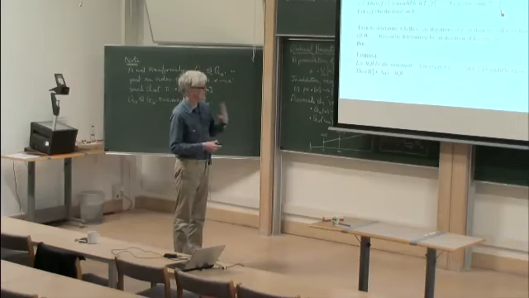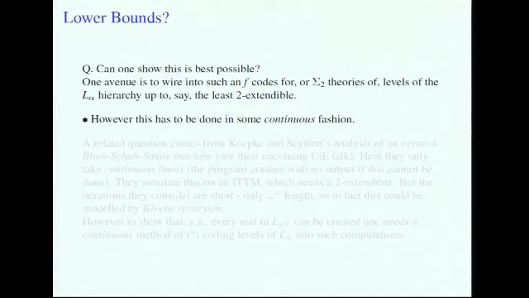Lower bounds. I'll just finish with this last slide. Is this the best possible way? Is this the best possible bound for such functions? Well, one avenue to try and show that it's the best possible lower bound is to wire into this function f some codes for levels of the L hierarchy up to this ordinal zeta, or perhaps sigma 2 theories of these levels as you go on.